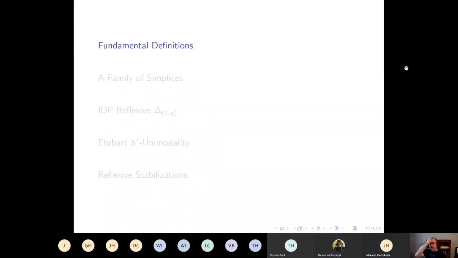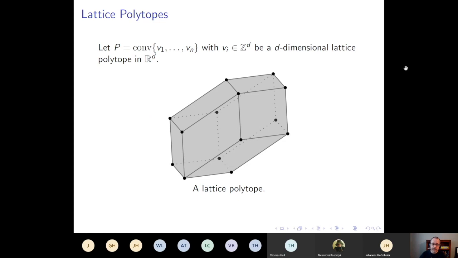So what I'm going to do is start out with some fundamental definitions, just to make sure we're all on the same page, and then get into the new work. So we're going to start with lattice polytopes. I'm assuming everybody knows about lattice polytopes, but we'll take the convex hull of a collection of integer vectors in d-dimensional space. I'm going to assume that all of my lattice polytopes are full dimensional.